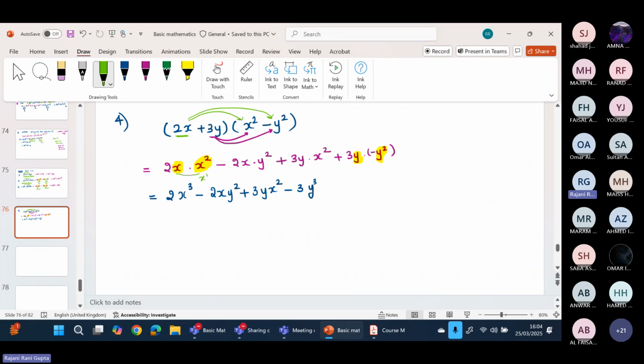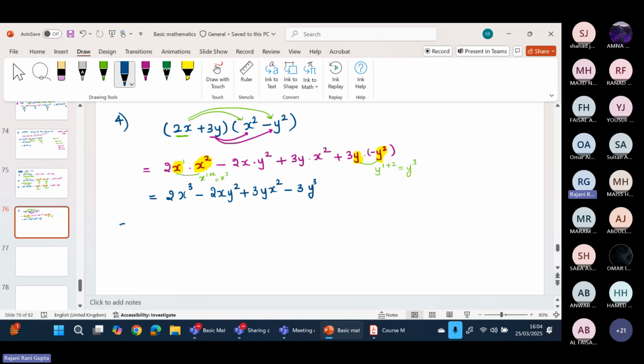Based on the same thing how we did before, this will be x power 1 plus 2, that is x power 3. And this is y power 1 plus 2, y power 3. Okay. So don't forget such things. These are the basic things. And I think these are the things that they are going to ask you. They'll ask you the number of terms, the degree, the type of the polynomial, and one question we call multiplication.